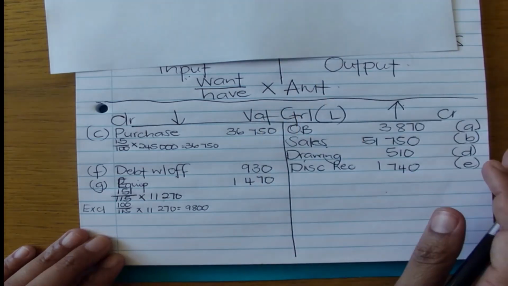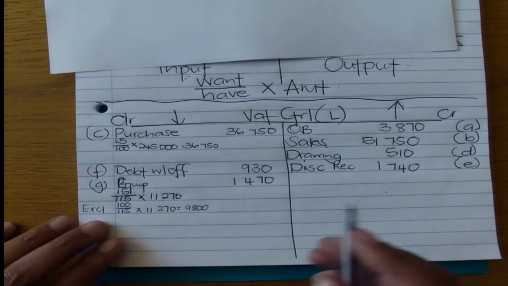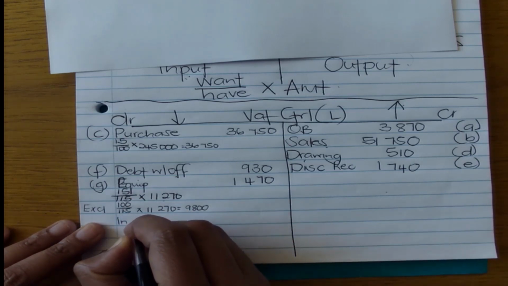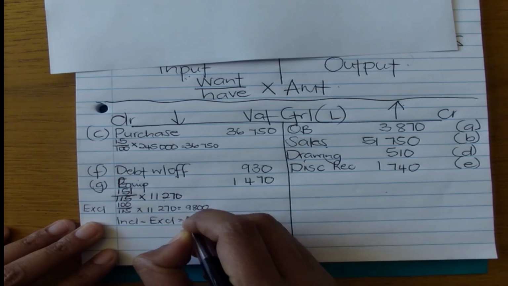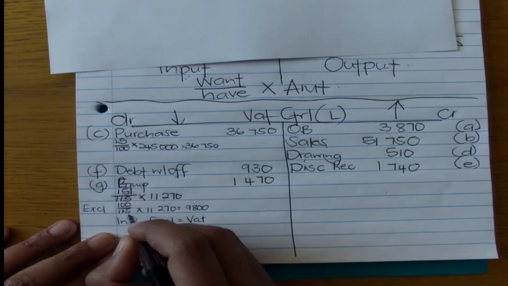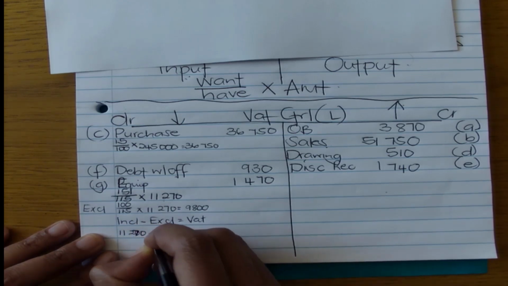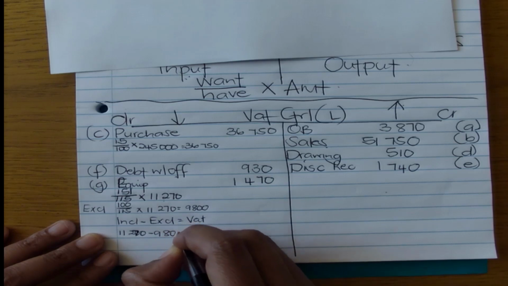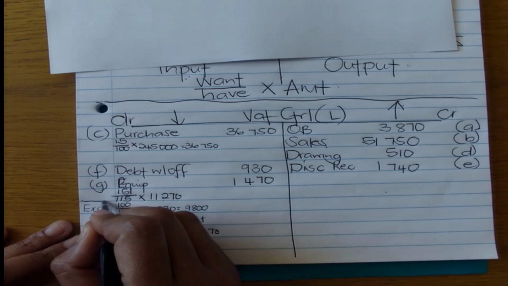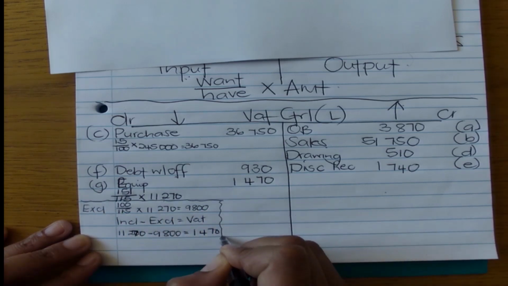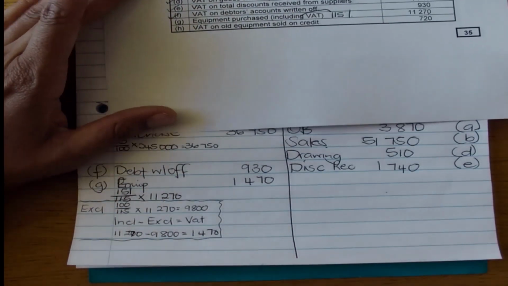And how do you get VAT? Exclusive plus VAT equals inclusive. So if I want VAT, I will have to say my inclusive minus my exclusive will give me my VAT. So what's my inclusive? My inclusive is the 11,270. My exclusive is the 9,800, which will give me VAT of 1,470. This is only a longer way to do it, but you can always test it if you want to. Okay, so that was G.